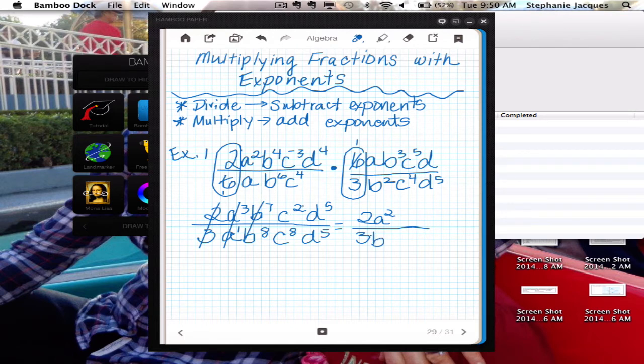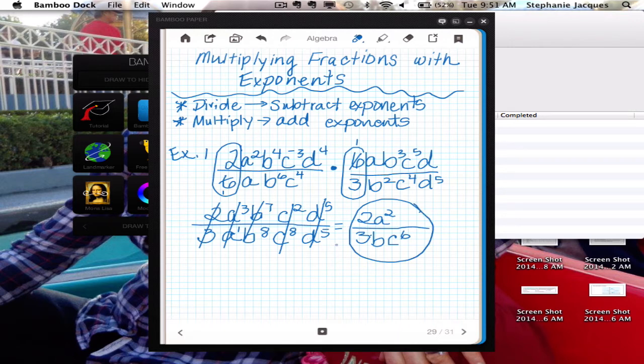Then I have c to the 2nd and c to the 8th. So 2 minus 8 is negative 6. So that means that I'm going to have a c to the 6th on the bottom because it was negative. And then I have d to the 5th and d to the 5th. And 5 minus 5 is 0. And remember, anything to the 0 power is just 1. So those cancel out. So my final answer is 2a to the 2nd all over 3bc to the 6th.